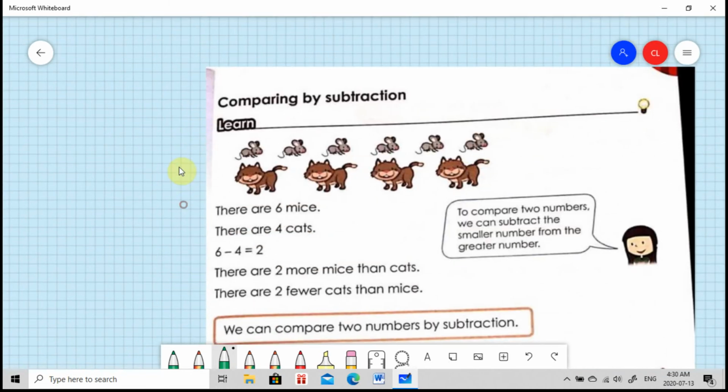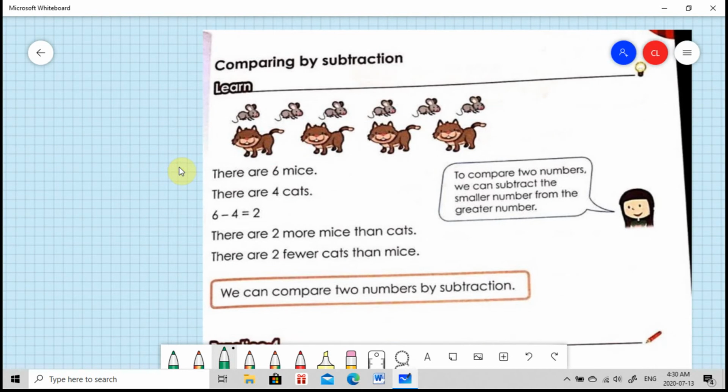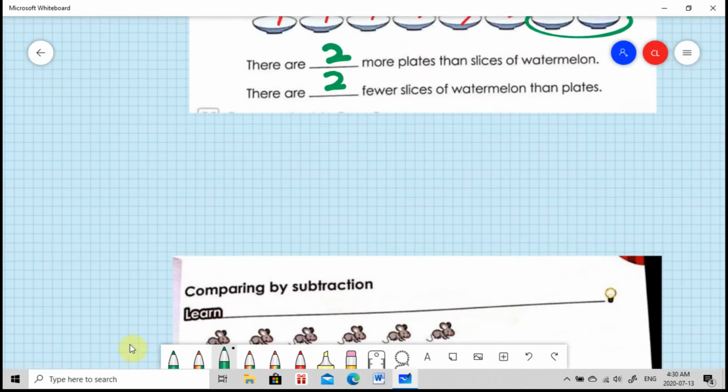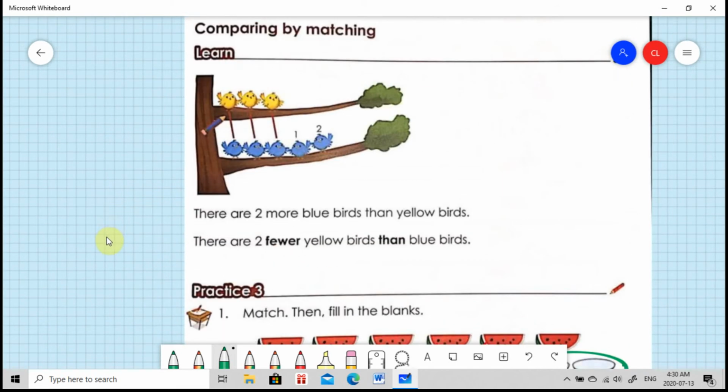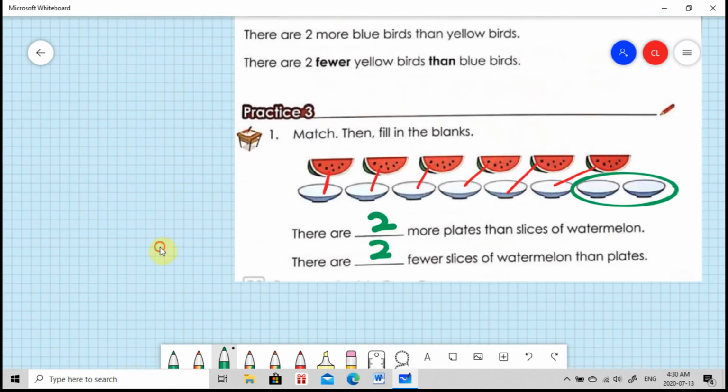So now we're going to learn comparing by subtraction, right? Just now we learned comparing by matching, which is this one. Now we're going to do comparing by subtraction.